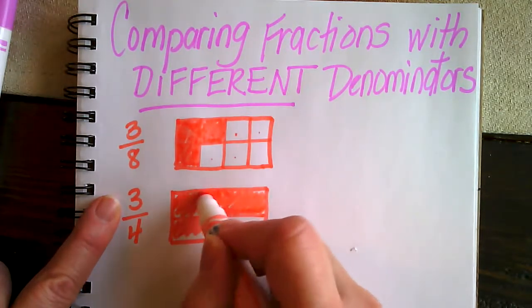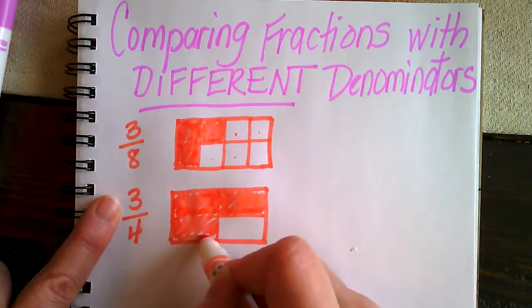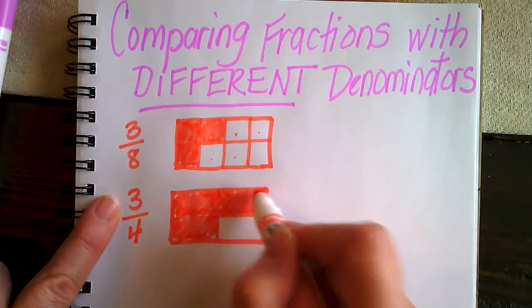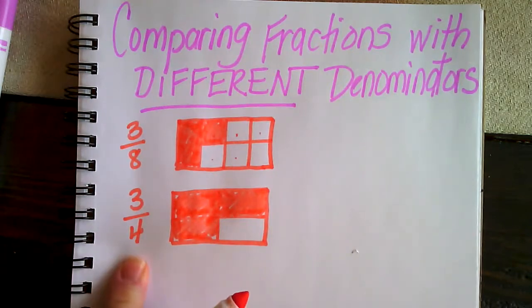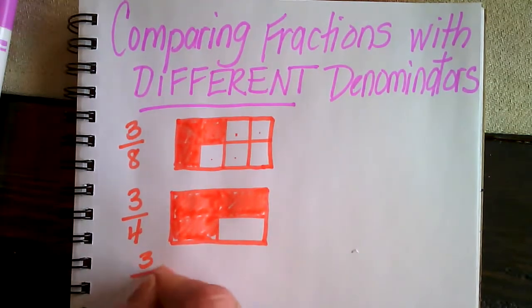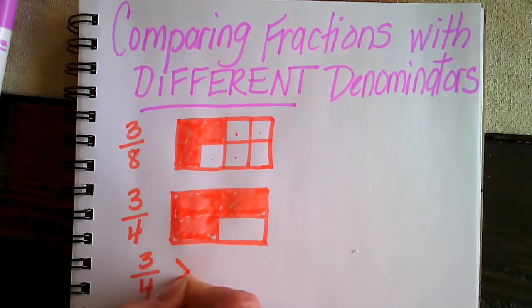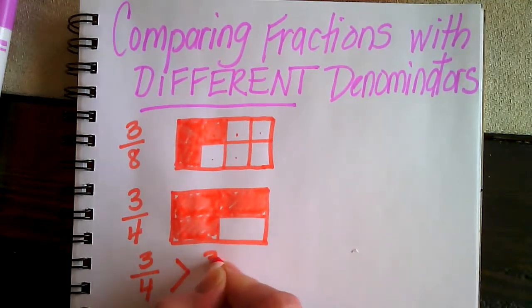When you're finished with your picture, take a look and see if you can tell which is the bigger fraction. If you were thinking 3/4, you would be correct. 3/4 is greater than 3/8.